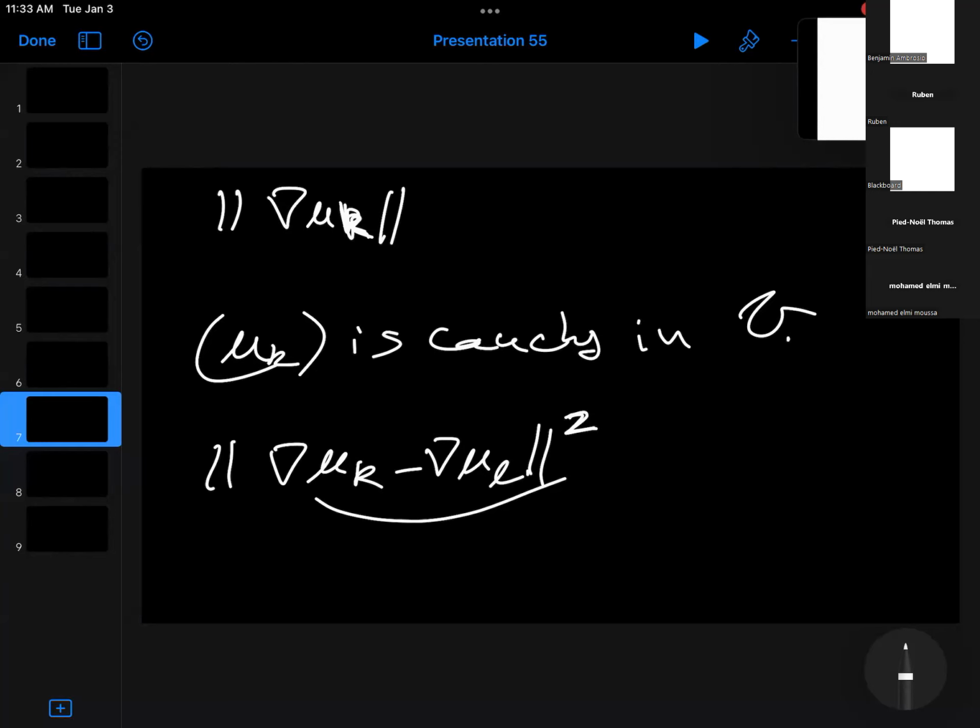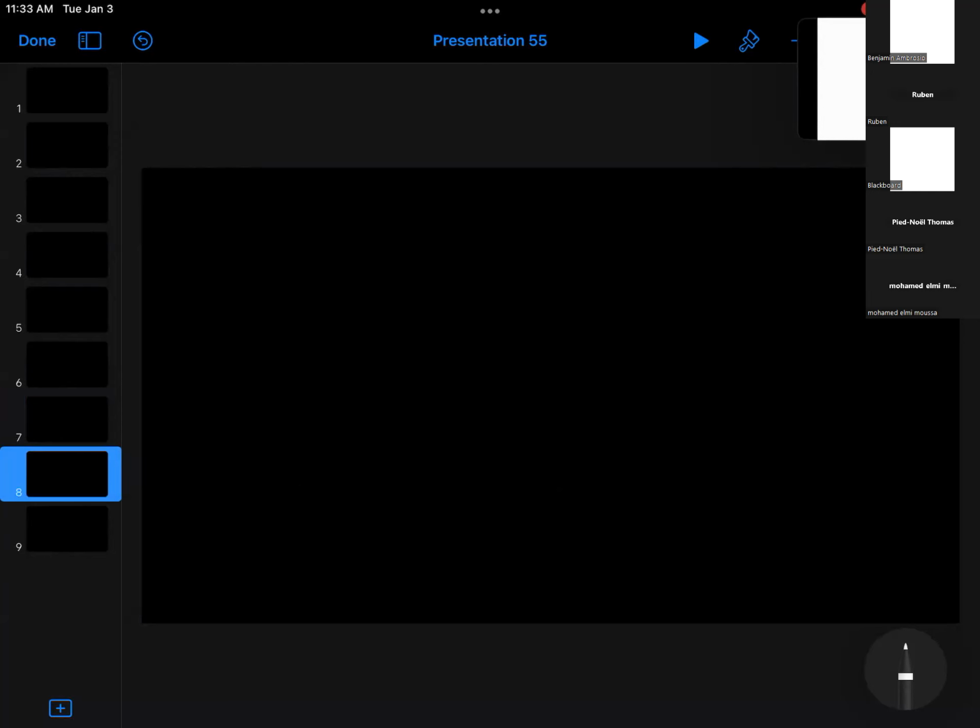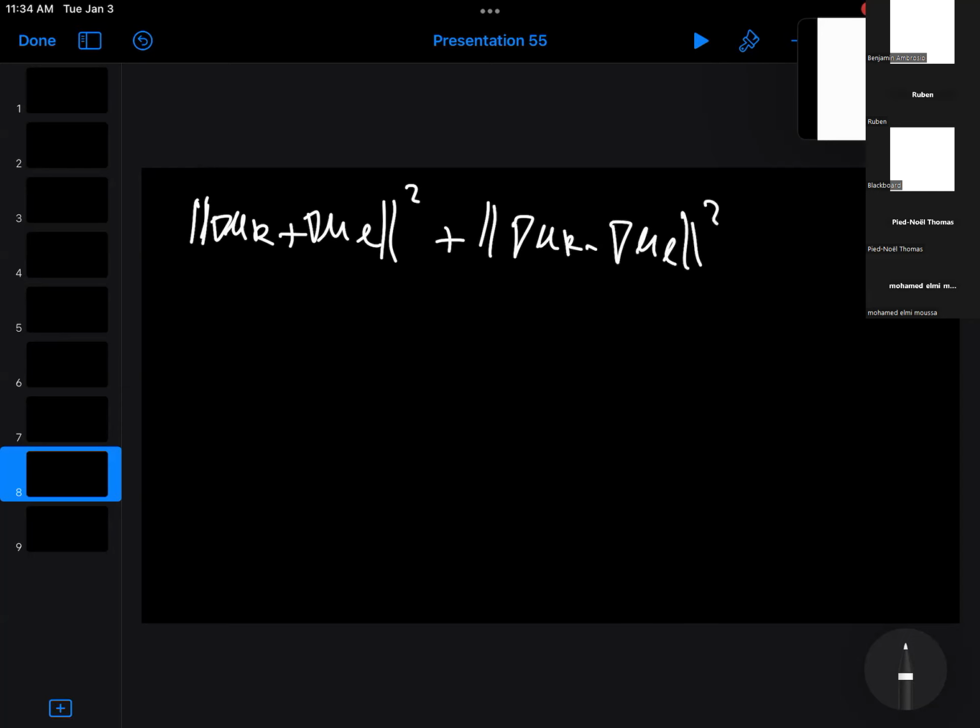So let's look at that more in detail. So first, let us remark that this norm is the norm associated with the scalar product. That I let you verify. So what do I obtain here?